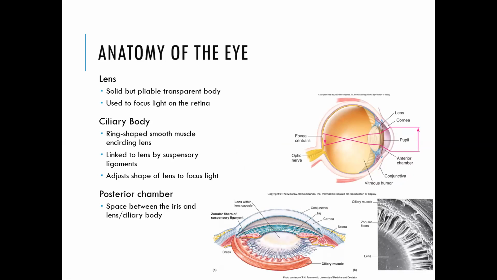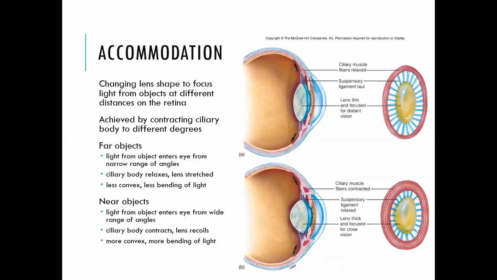Then you have your ciliary bodies. These are ring-shaped smooth muscle structures that encircle the lens, and they allow the adjusting of the lens in shape to allow the light to be focused onto your retina. And you have your posterior chamber, which is the space between the iris and the lens or the ciliary body.